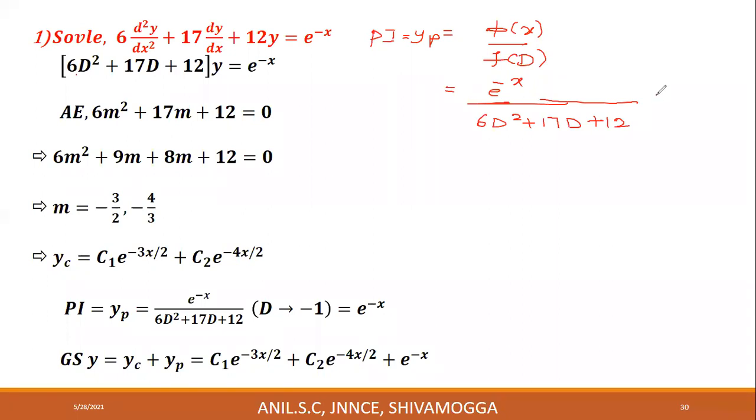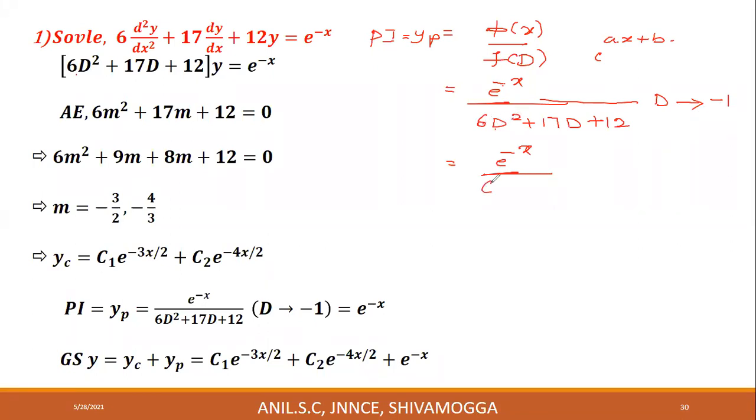And what is the approach? Replace d by a. What is a here? a is minus 1. Replace d by minus 1. It takes e power ax plus b form. Therefore, a is the coefficient of x. Here the coefficient of x is minus 1. The resultant is e power minus x divided by minus 1 whole square, which is plus 1.